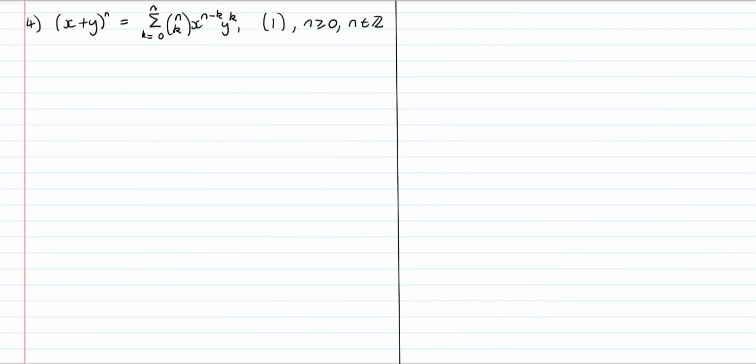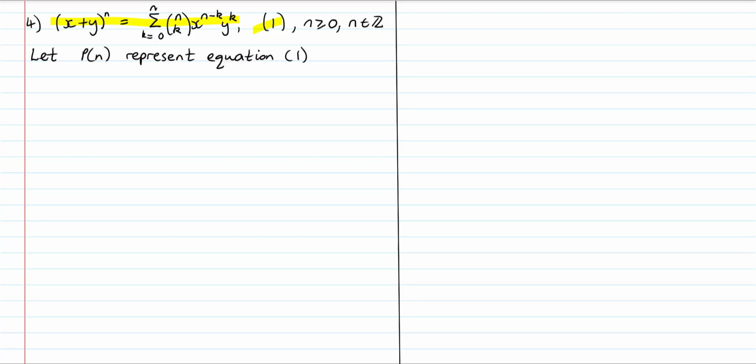Question 4. We're going to use mathematical induction to prove the binomial theorem, which is given by this equation here, and just for convenience we will refer to it as equation 1. It's valid for all integers n such that n is greater than or equal to 0. So just to keep our notation simple, we'll let P(n) represent equation 1.